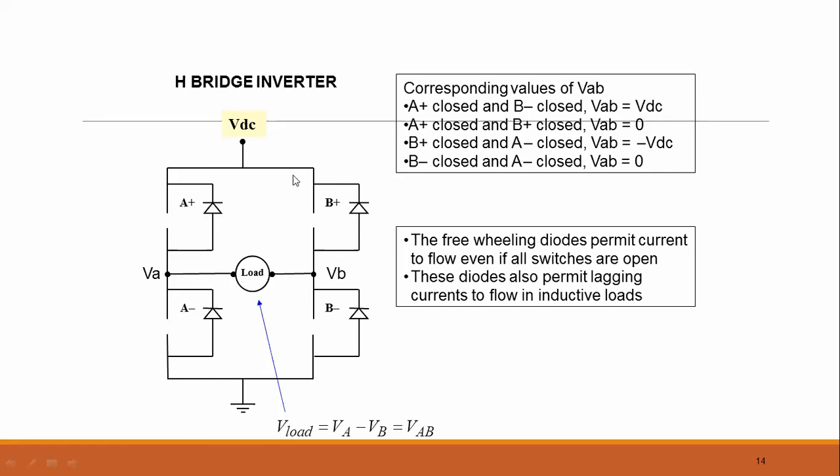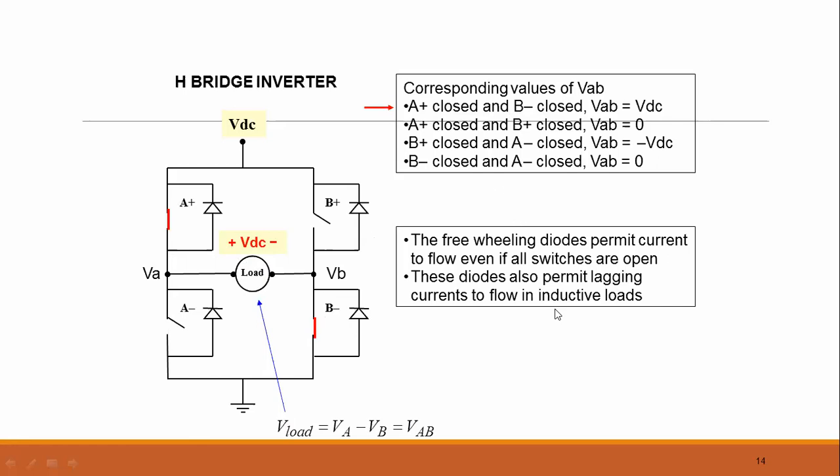So the voltage over here was DC, corresponding to the value of VDC, when the A plus switch is closed. When the A plus switch is closed and the B minus switch is closed, what will be the voltage? The voltage here will be plus VDC. In the first case, if there are thyristors over here, we have to turn on this thyristor and this thyristor at the same time, and we will get a positive square waveform voltage.